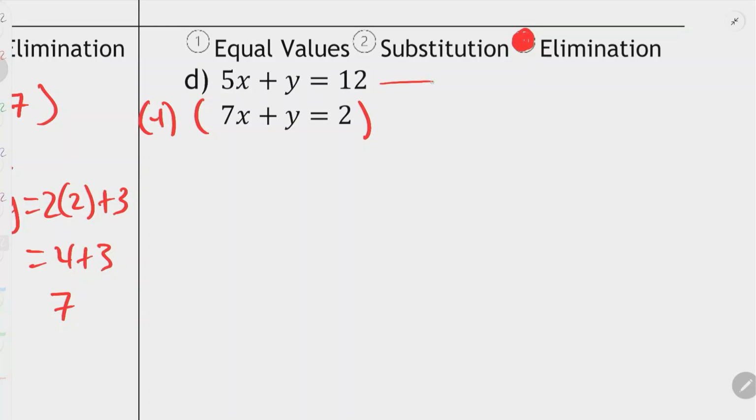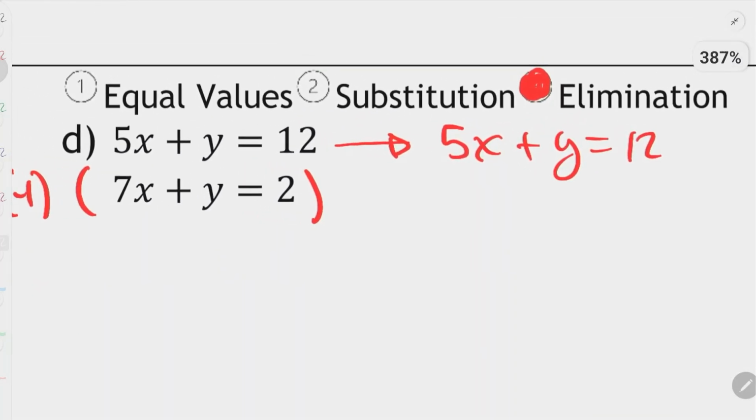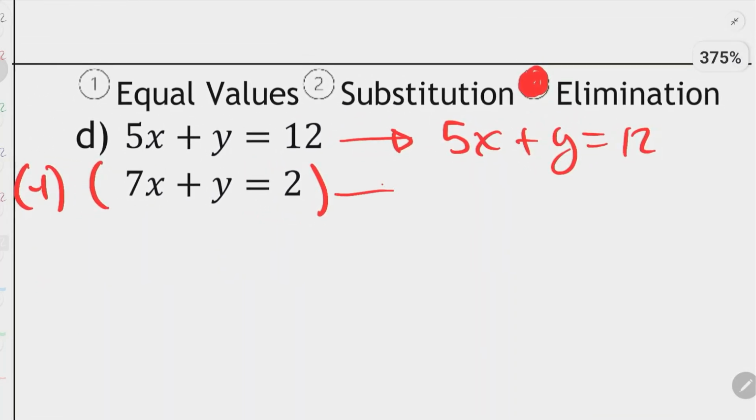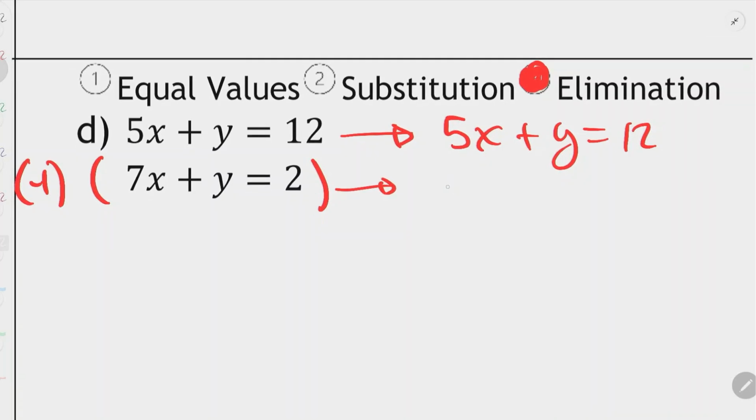So I always like to rewrite the other equation too. So I'm going to write that. This is still 5x plus y is 12. Nothing's changed for that. However, the bottom equation, via multiplication by -1, is going to become negative 7x minus y equals -2. All right, now that we're set up and in perfect form to do elimination, I'm going to add the equal things and I'm going to get equal things.